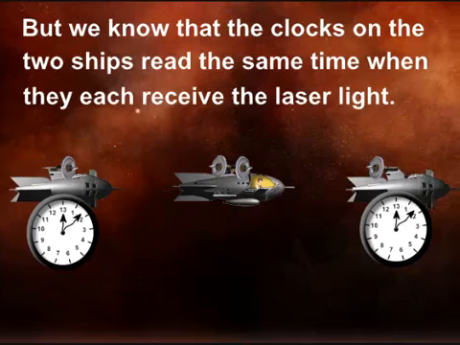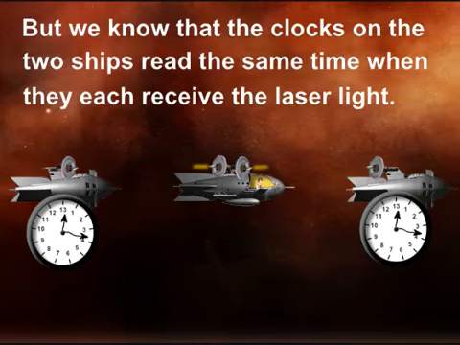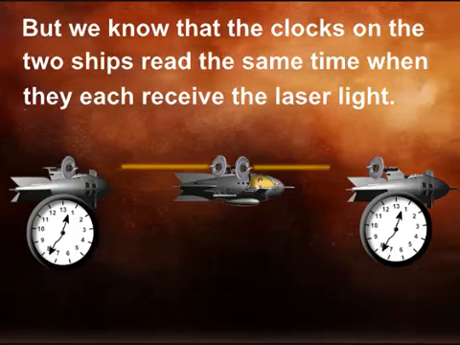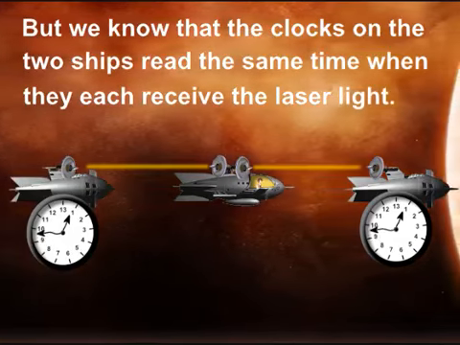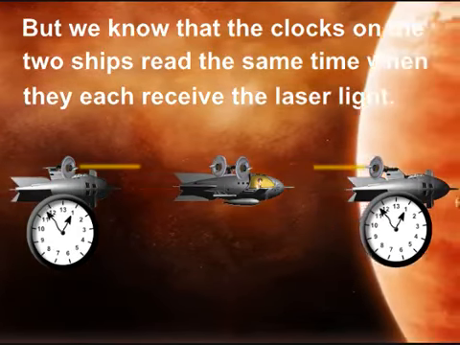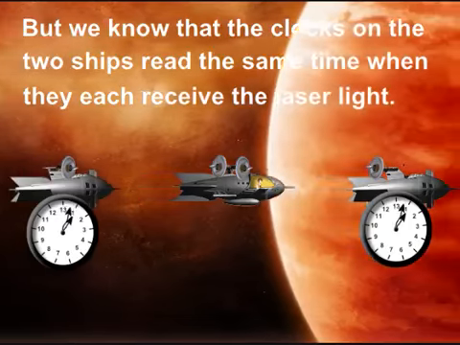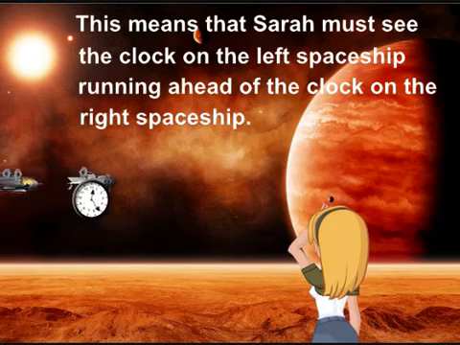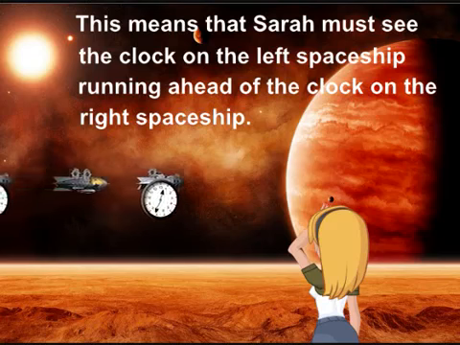But we know that the clocks on the 2 ships read the same time when they each receive the laser light. This means that Sarah must see the clock on the left spaceship running ahead of the clock on the right spaceship.